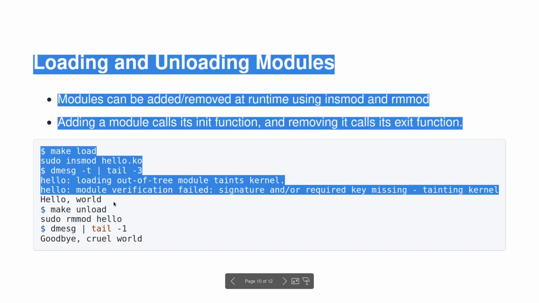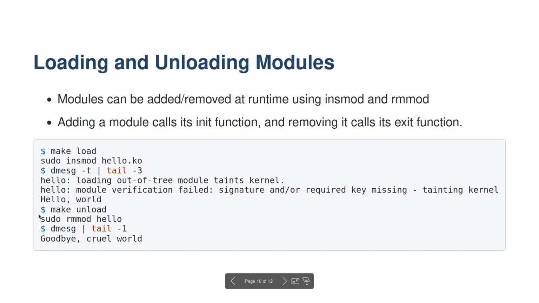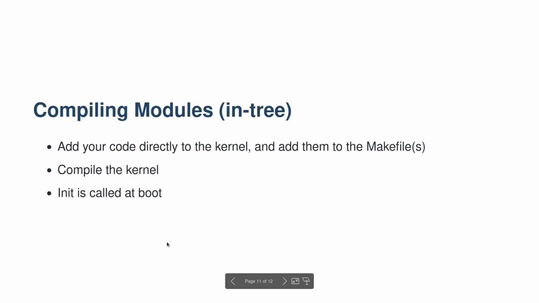But then we can actually see our message there, and then when we call make unload, it will rmmod this thing, and then if we look at the message, it will cause the goodbye cruel world message to be printed.